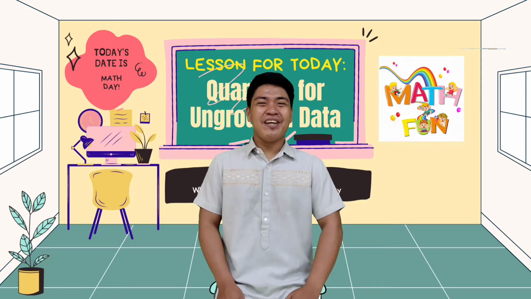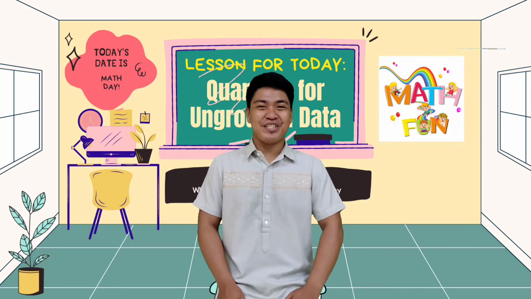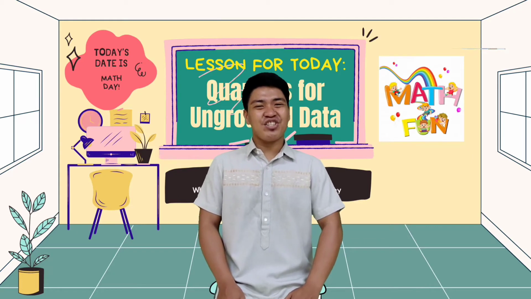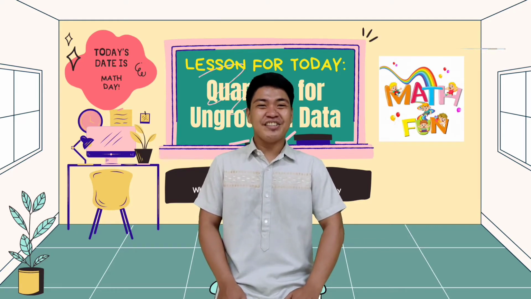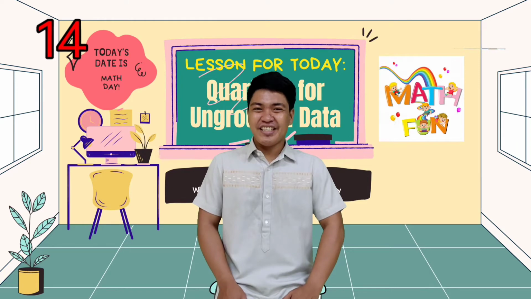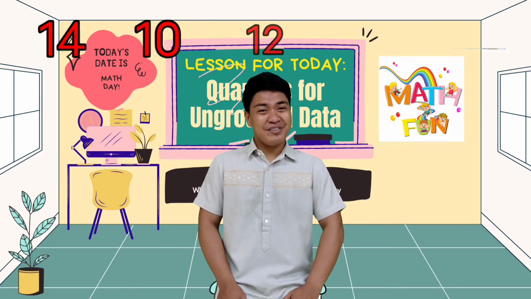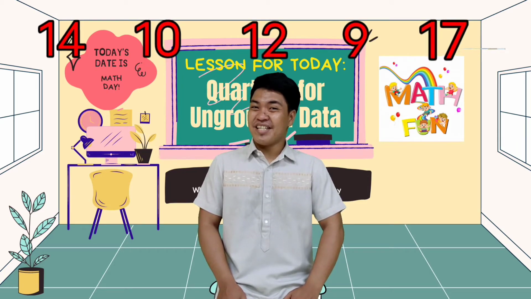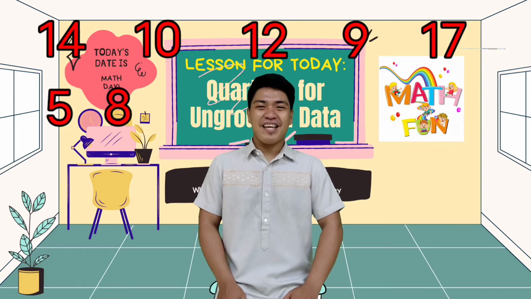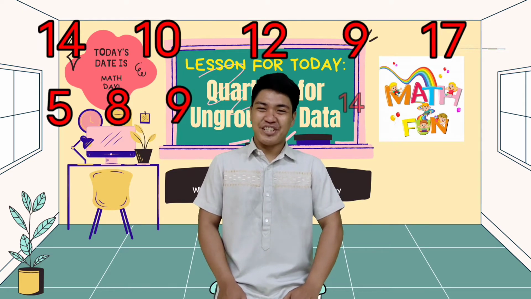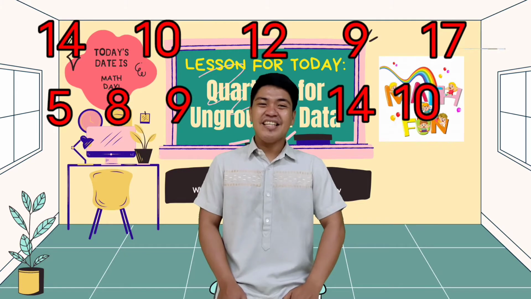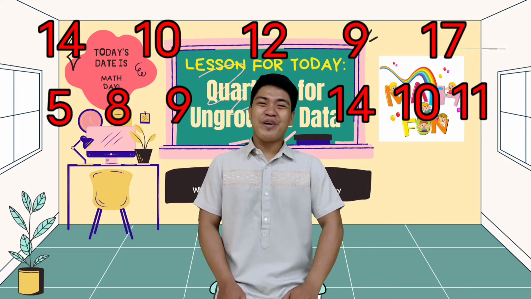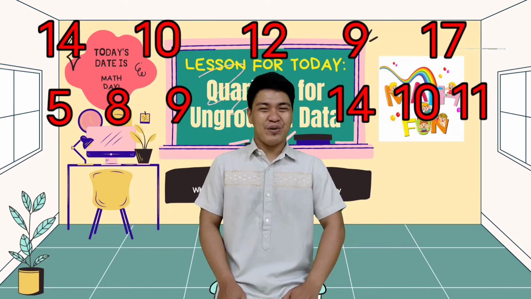For example, the owner of a coffee shop recorded the number of customers who came into his cafe each hour in a day. The results were 14, 10, 12, 9, 17, 5, 8, 9, 14, 10, and 11. Find the lower quartile and upper quartile of the data.